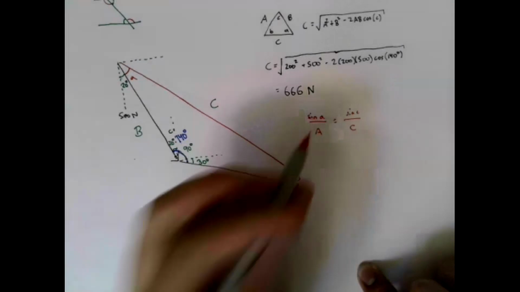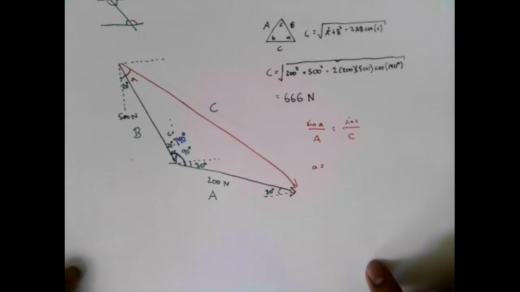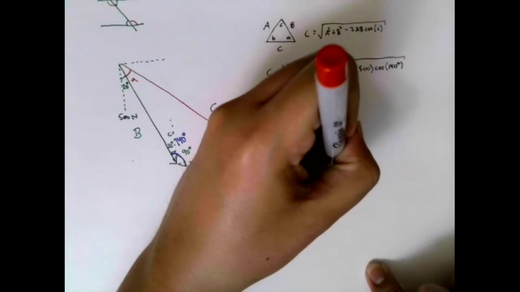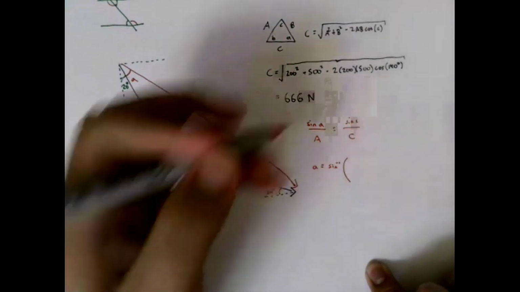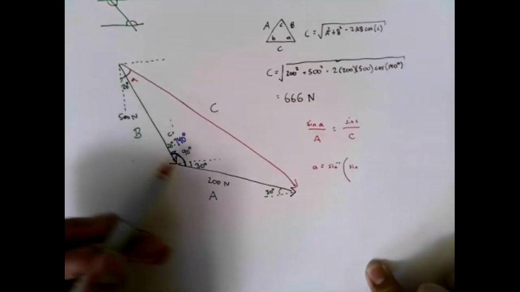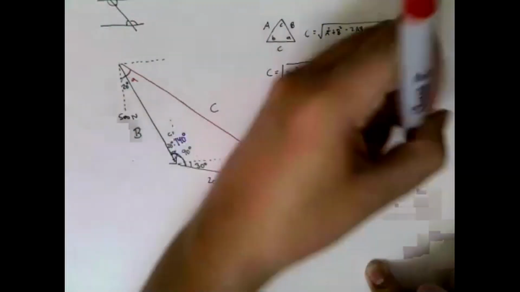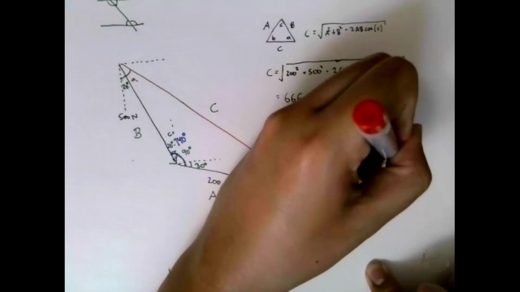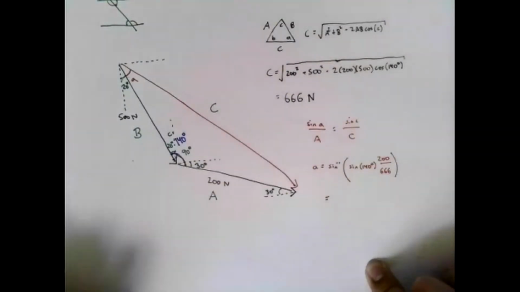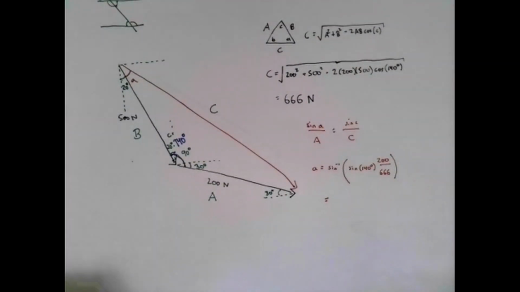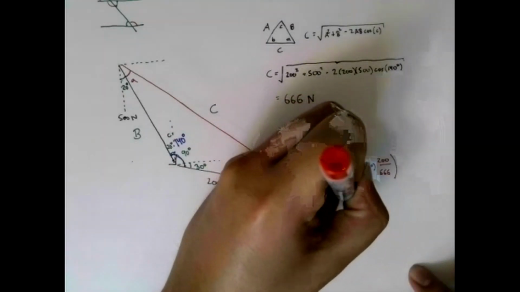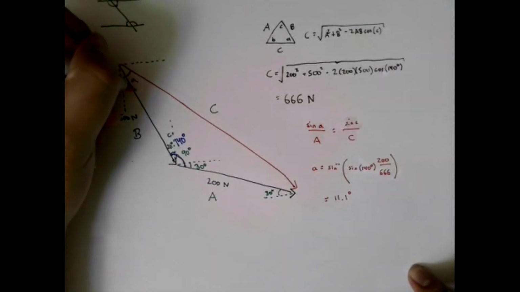So I want to find this angle a, and I say that this angle a is equal to the inverse sine of sine of c. And what's c? c is 140 degrees, times A, that's 200 newtons, over C, that's 666 newtons. Remember that we're using degrees. What does that give me for a? 11.13. Okay, let's do 11.1. So that means that this is 11.1.